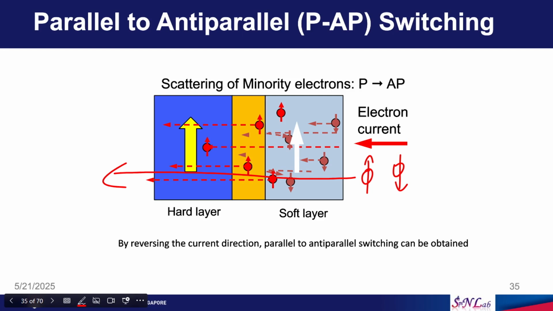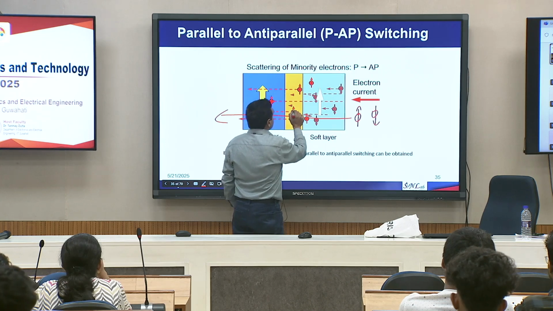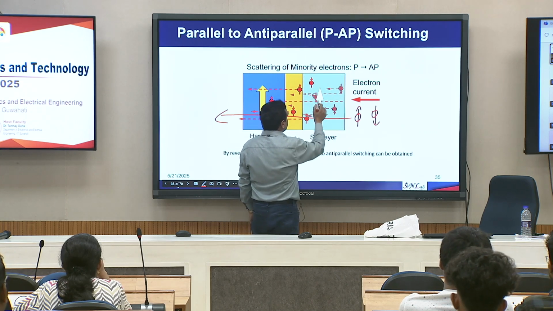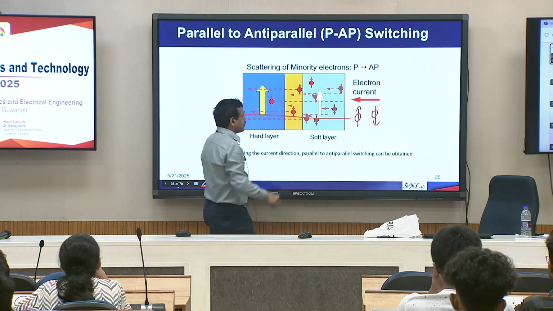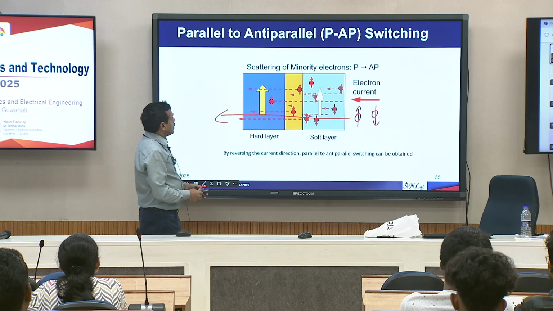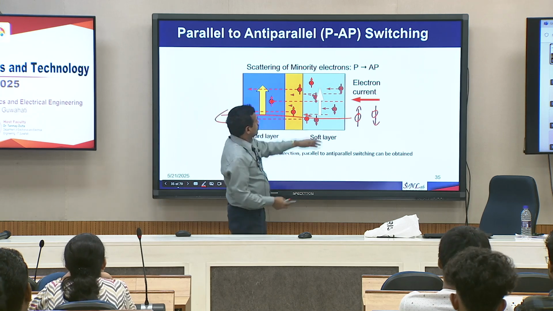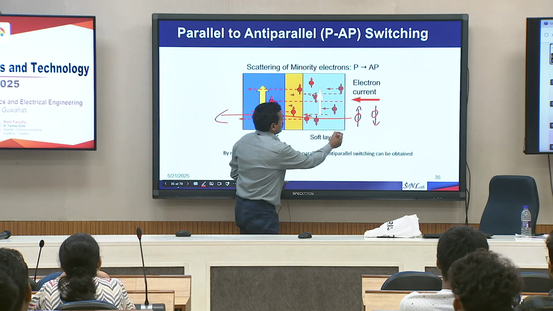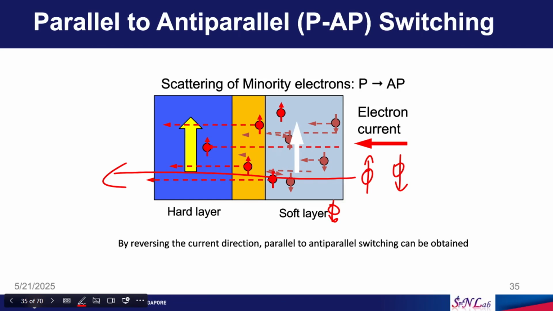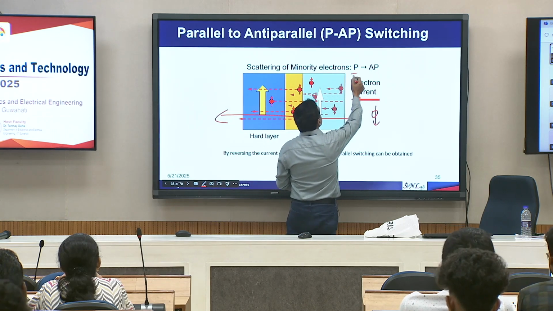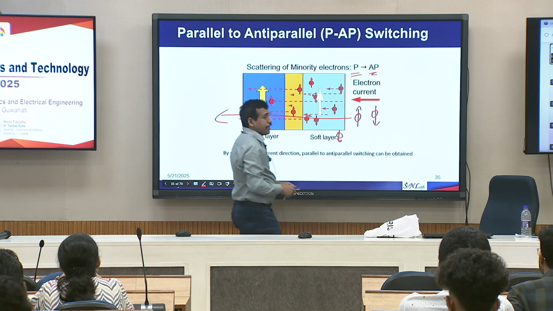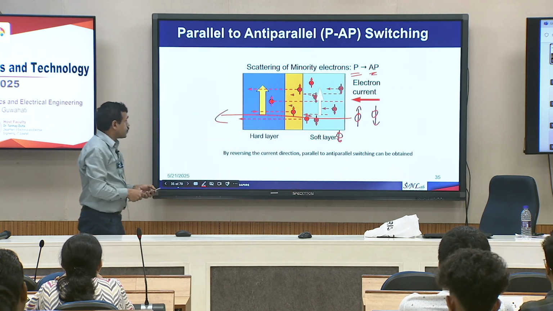Okay. You know that it will be scattered, right. So, these scattered electrons will accumulate here. So, you will have an accumulation of spin down electrons, and they will switch the magnetization. When you have a lot of spin down electrons, they will exert a torque on the magnetization of this layer and switch it to be anti-parallel. So, this is how we achieve parallel to anti-parallel configuration.